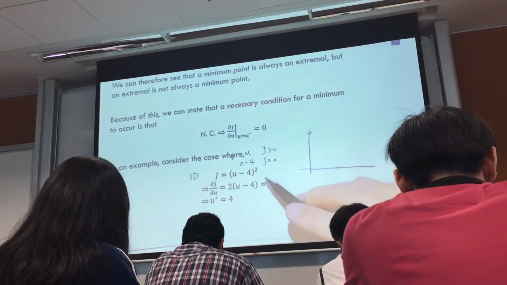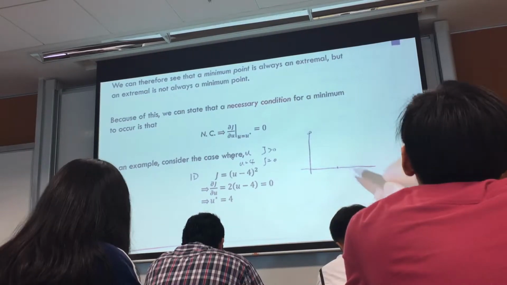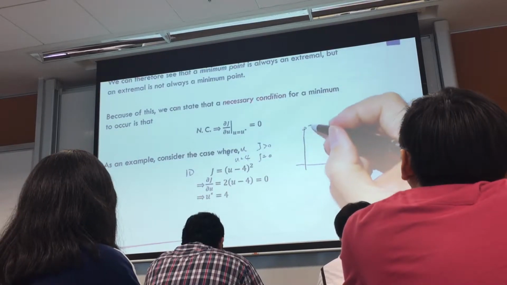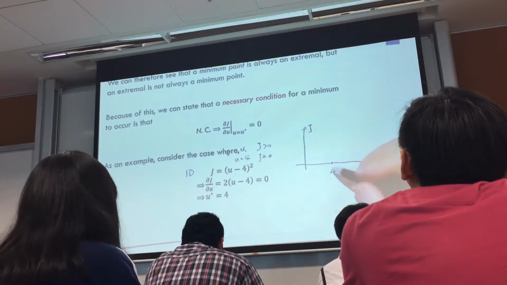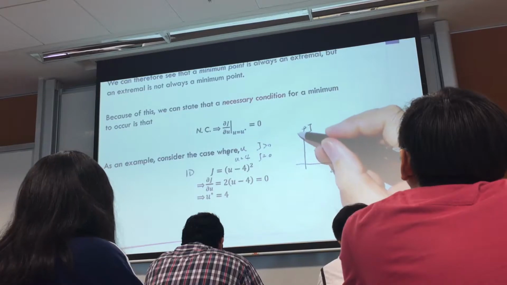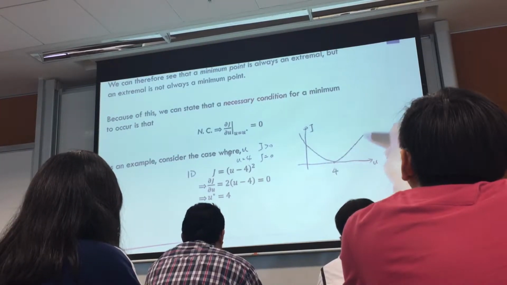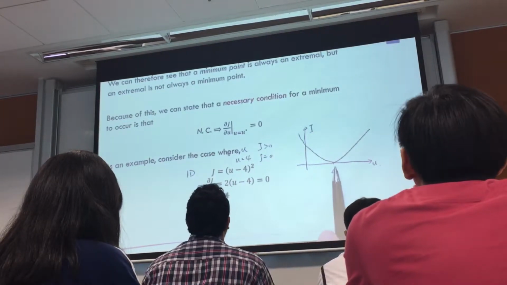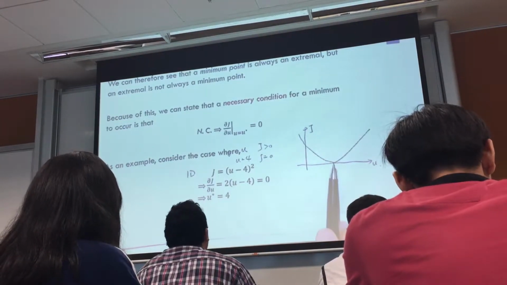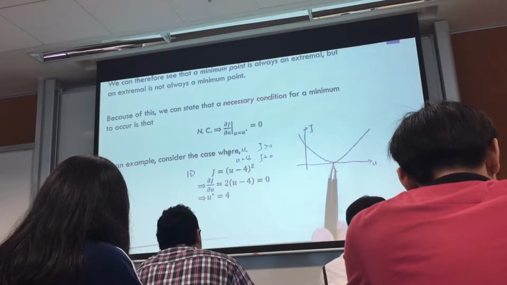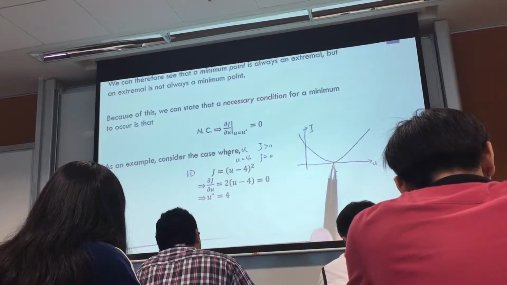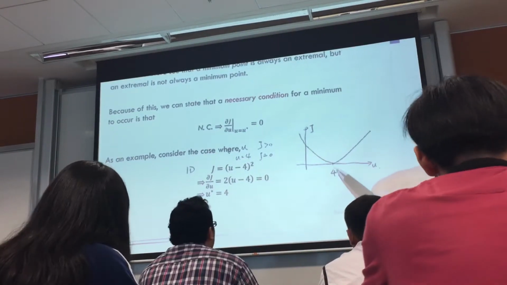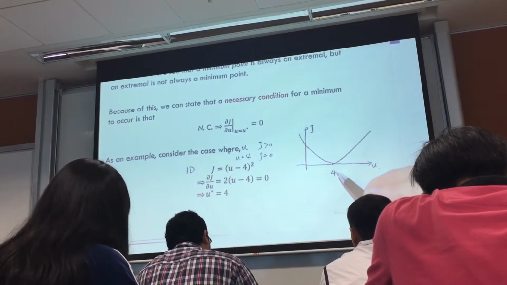You already learned this simple function in high school. For example, we have this u, we plot this J. So 4 is the zero. It's a parabolic form, something like this. So this function only got one extremum. If we plot this form, we know the extremum is u equal to 4.